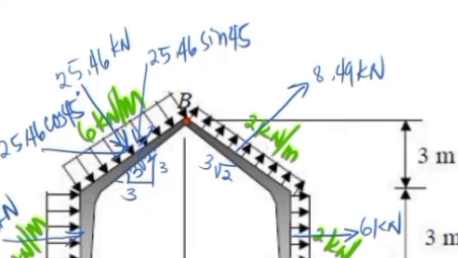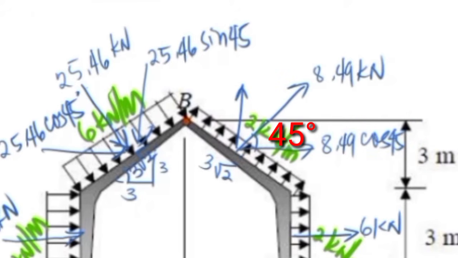So for the components, we would have here 8.49 if this is the angle theta, so 8.49 cosine of 45 degrees, and for the vertical component, we have here 8.49 sine of 45 degrees.